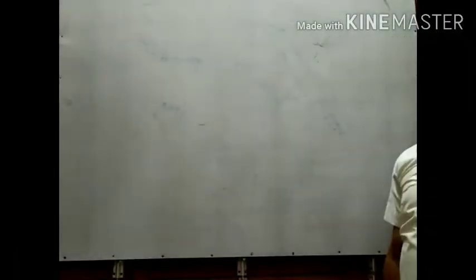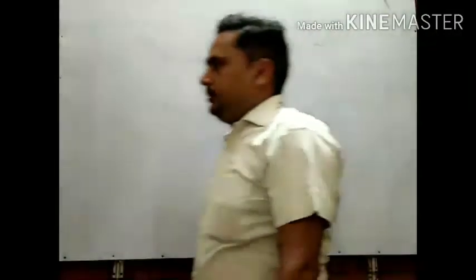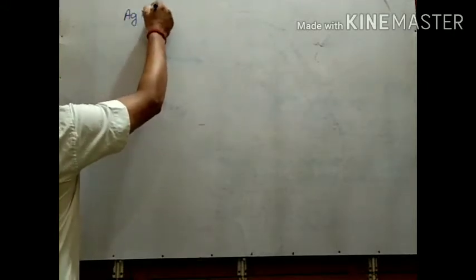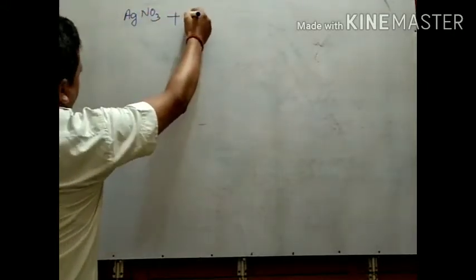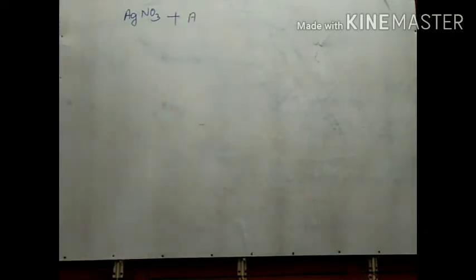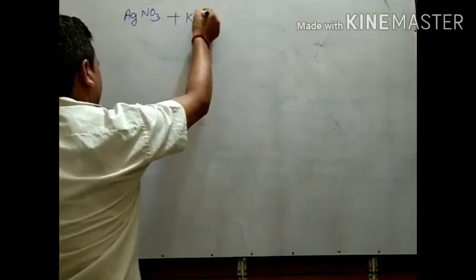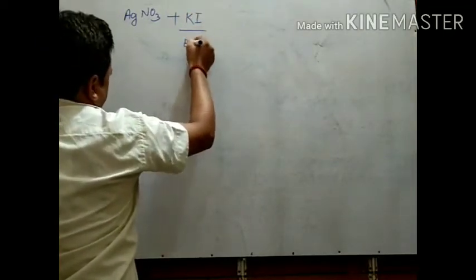The second reason is due to preferential adsorption of ions from the solution. Let us take an example of how it happens. If AgNO3 is added to KI, potassium iodide solution, means it is in excess.